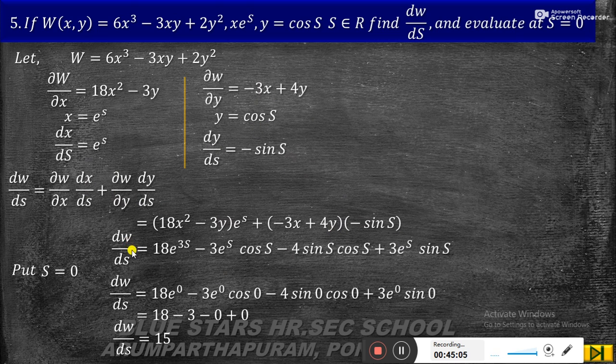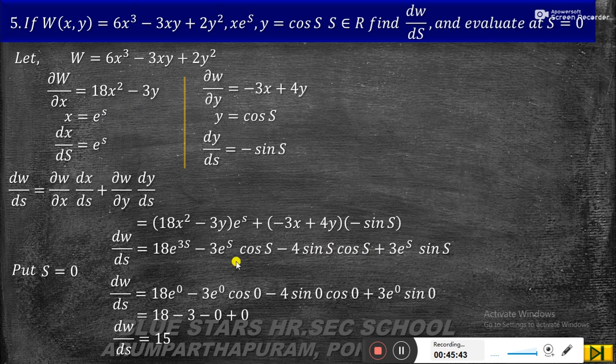So therefore dw by ds equal to, I multiply the e power s in the factor. So 18, next x value is e power s, so x square means e power 2s, into e power s, e power 3s. Minus 3 into the y value cos s, so minus 3 into e power s cos s. Next minus 3 into x value e power s, minus into minus is plus 3 e power s sin s. Next 4 minus 4 into the y value, y equal to cos s, so 4 minus 4 into sin s cos s.